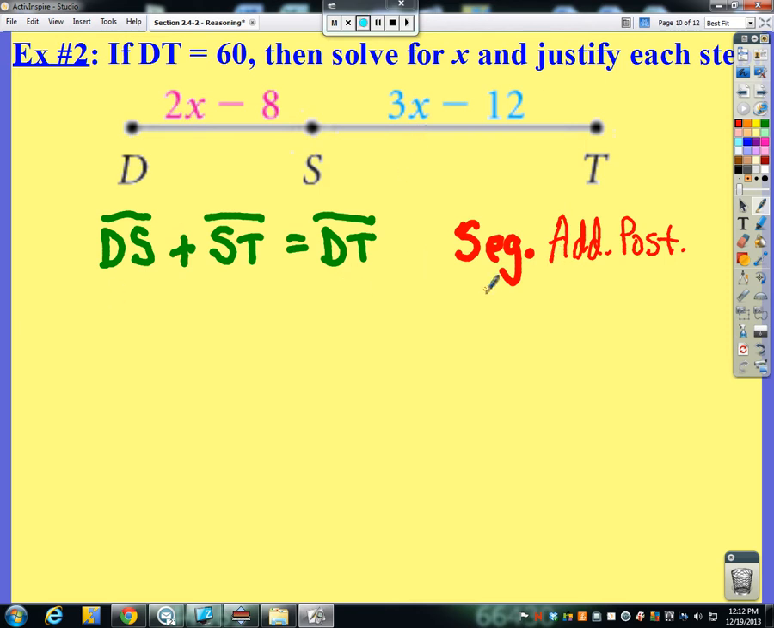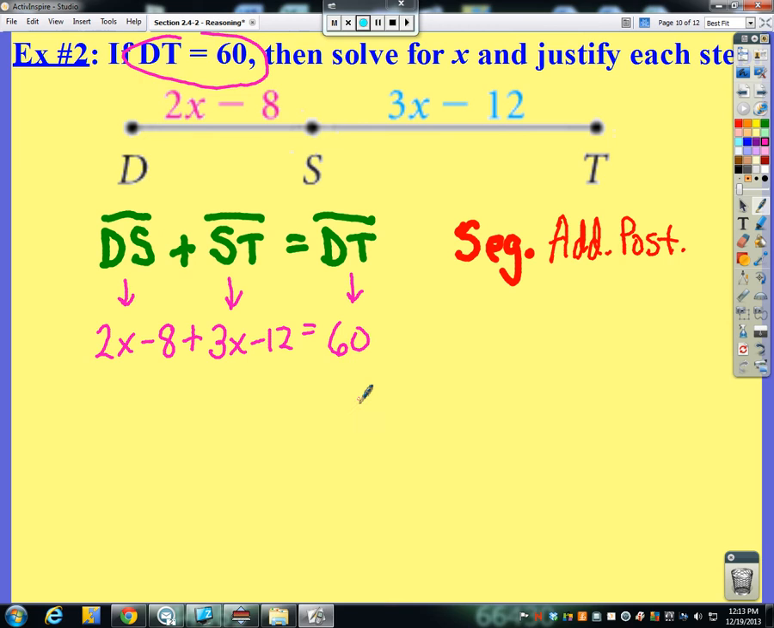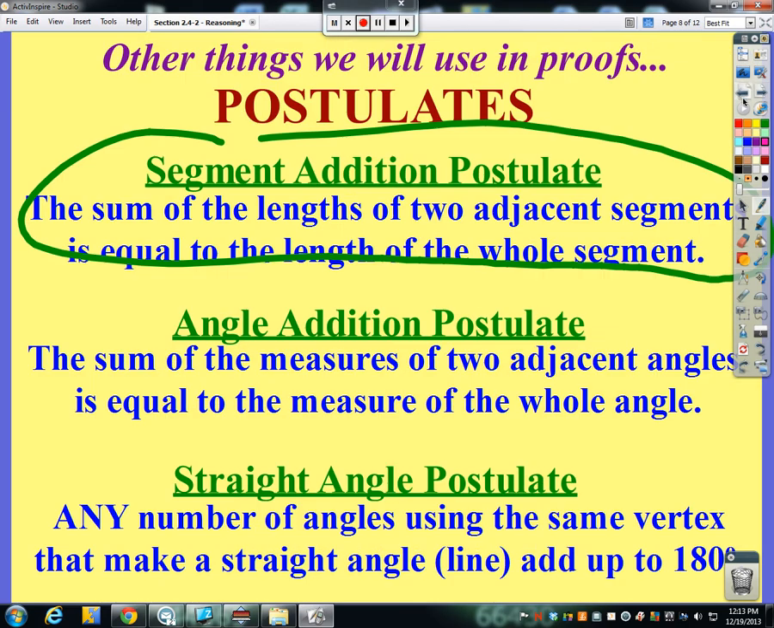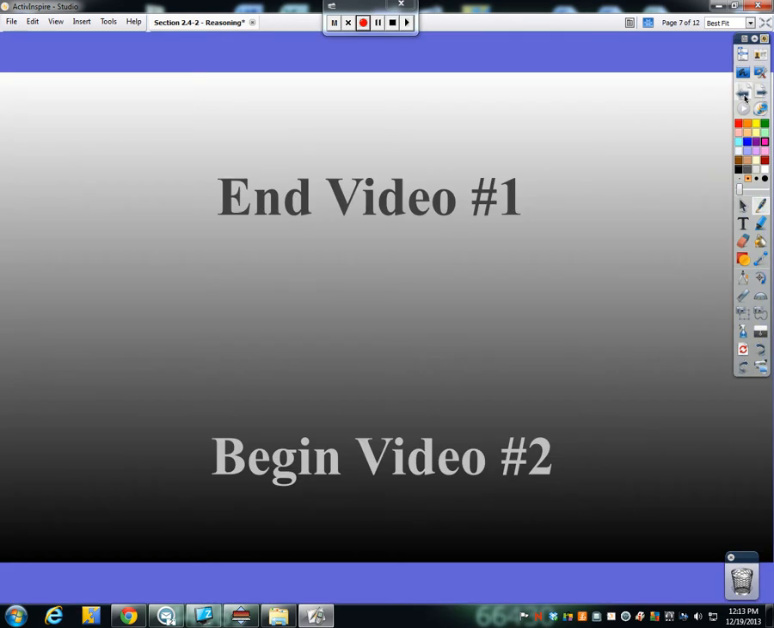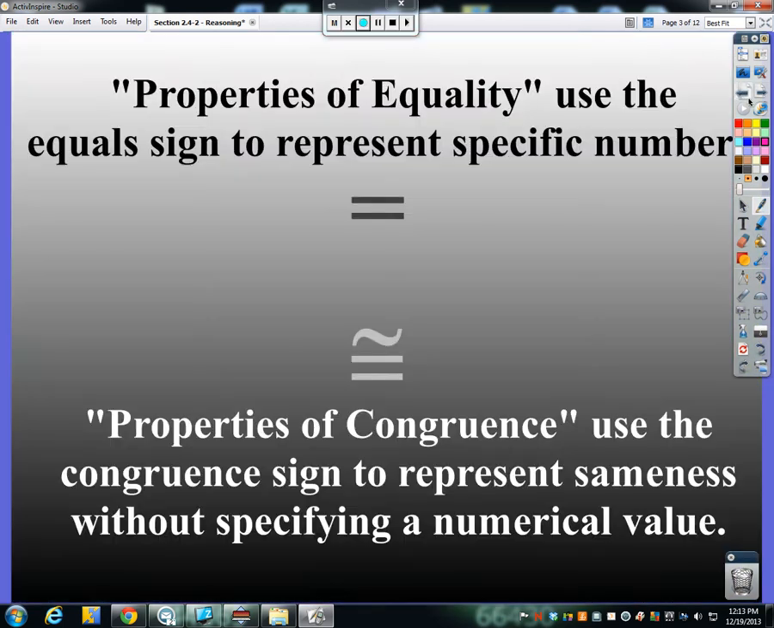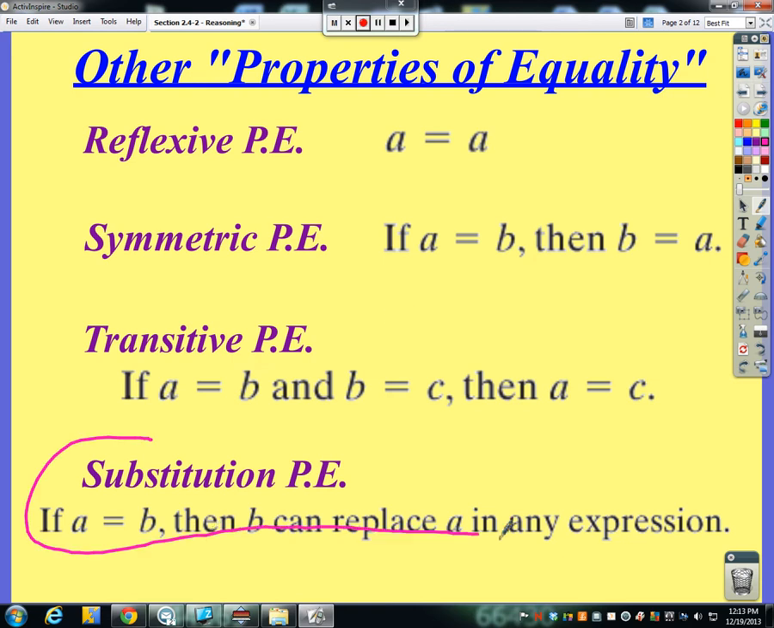Now that I've got this, I can start implementing the algebra. What's DS equal to? DS is equal to nothing more than 2x minus 8. And ST, what's ST equal to? It's equal to 3x minus 12. And DT, what's DT equal to? They told me up above in the beginning that DT is equal to 60. Why can I take values and plug them into other things that are equal to each other? What other property did we use here? We might need to go back and look at some older stuff. What about the substitution property of equality?